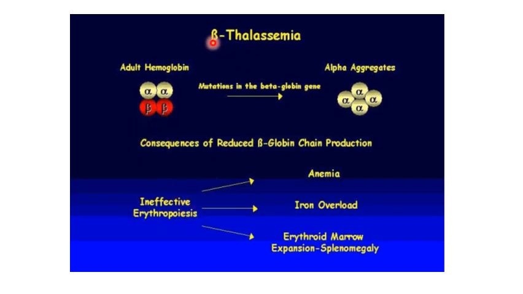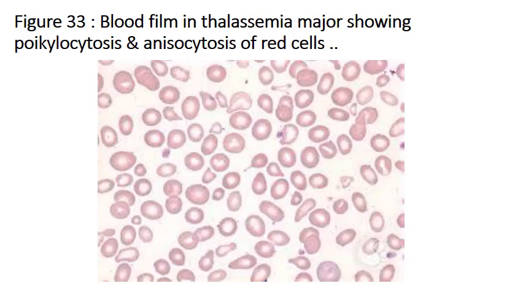As a consequence of beta thalassemia, the reduction of beta globin chains will lead to ineffective erythropoiesis. Why? Because of the defect in the hemoglobin, the lifespan of the red blood cells is short, so it will lead to anemia. Anemia induces ineffective erythropoiesis in the bone marrow, which leads to anemia, iron overload, erythroid marrow expansion, and splenomegaly.